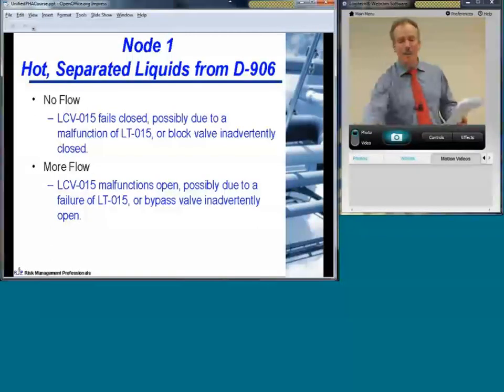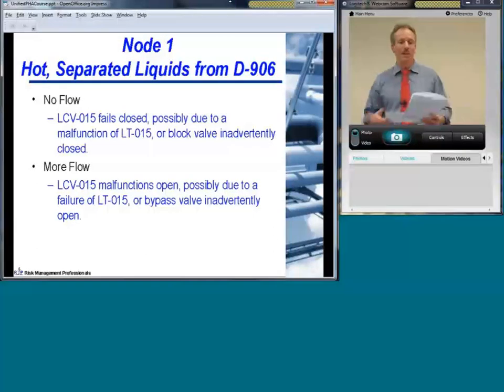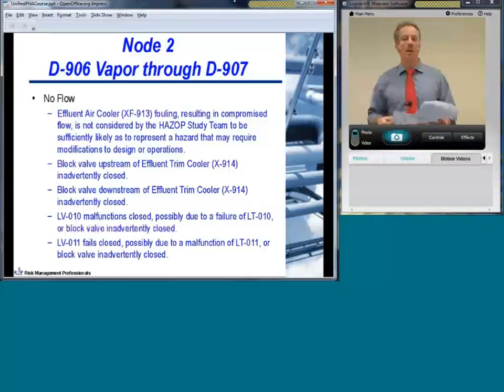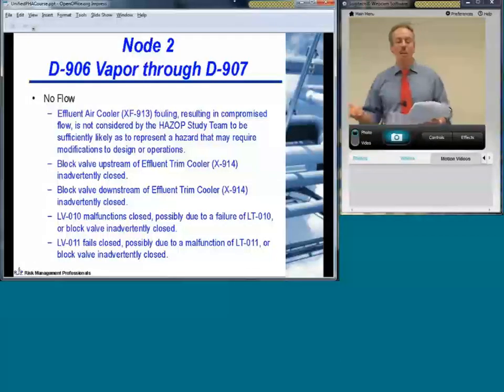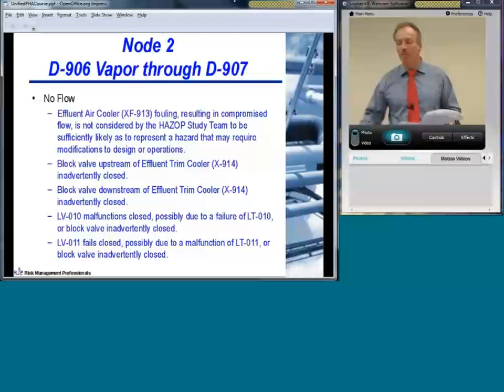That valve can be now failing closed, also to cause no flow. So the key no-flow cases that I'd want to look at for node two are written out here. By the way, we'll be emailing a copy of these results from our workshop to everybody who's participating here, in case you're trying to scribble these down quickly. It's the effluent air cooler fouling, the block valve upstream of the trim cooler closed, the block valve downstream closed, LV10 malfunction closed, or LV11 failing closed.